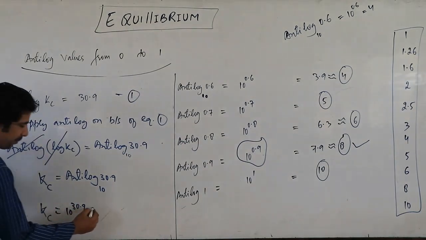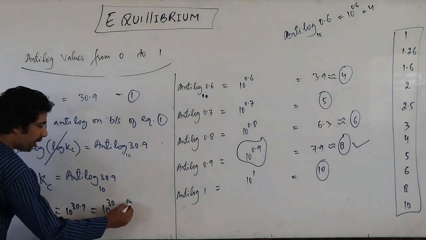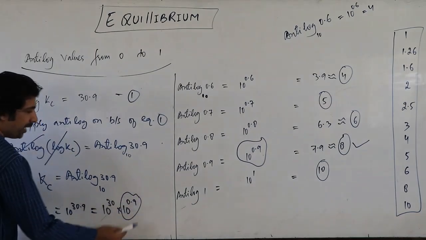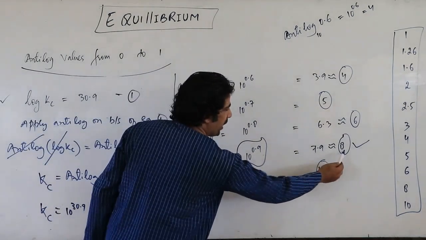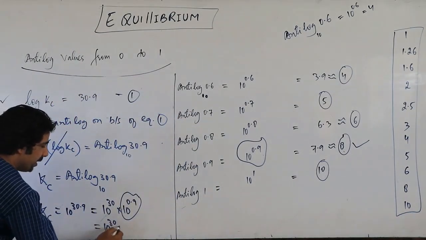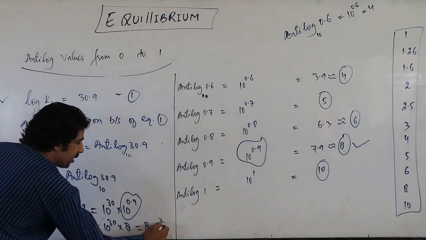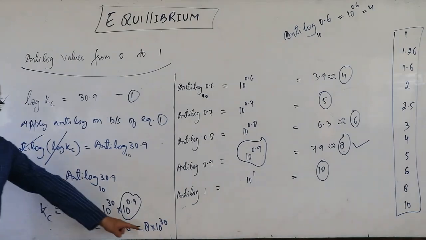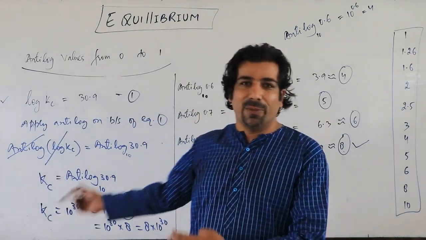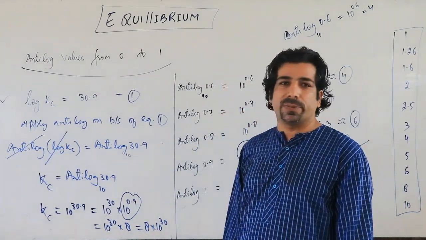And 10 to the power 30.9 will be equal to 10 to the power 30 into 10 to the power 0.9. And 10 to the power 0.9, we are already aware, is equal to 8. So finally we will get here 10 to the power 30 into 8, or we can write 8 into 10 raised power 30. So exactly we got the same answer when I used the log function and now using the antilog function. So our answer is same, 8 into 10 raised power 30.